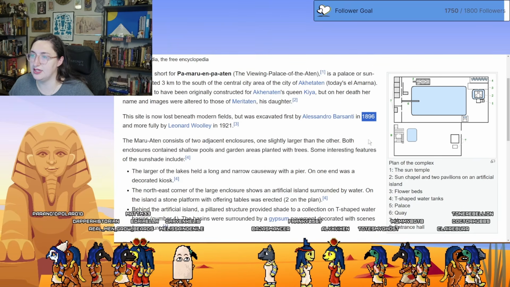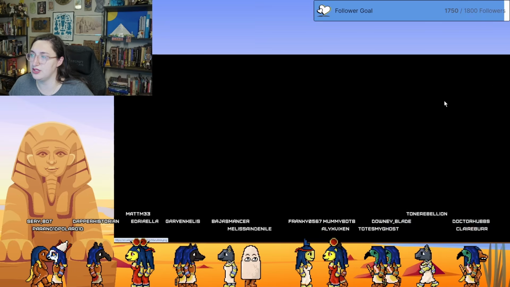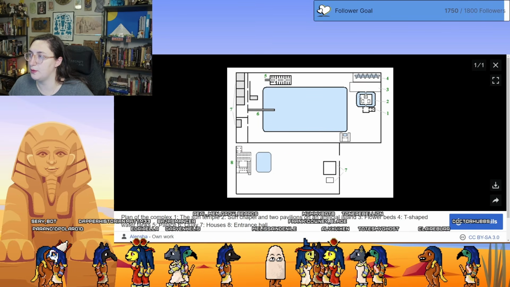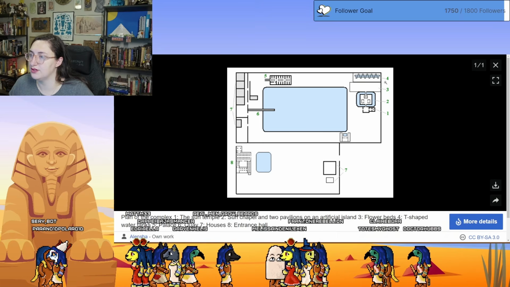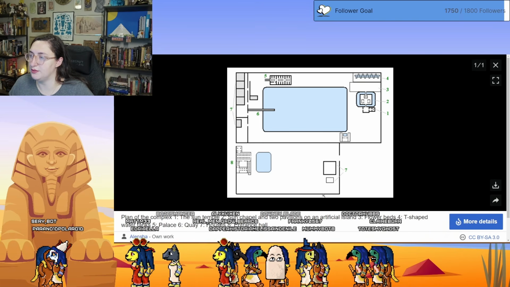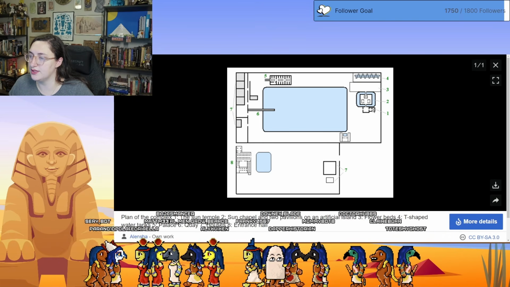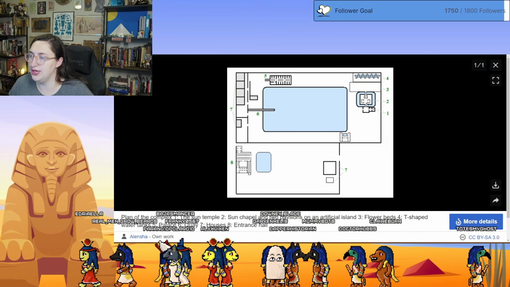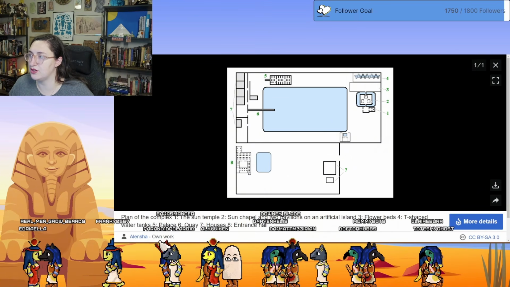Excavated in 1896 and then more fully in 1921. And this is the whole complex. Those are those T-shaped. So we got, what is it? Number 1 is the Sun Temple. Number 2 is a sun chapel and 2 pavilions on an artificial island.